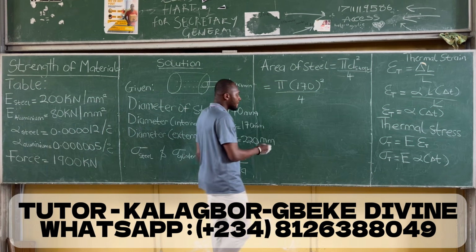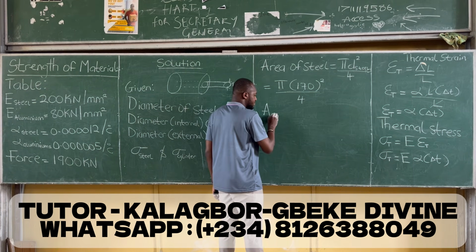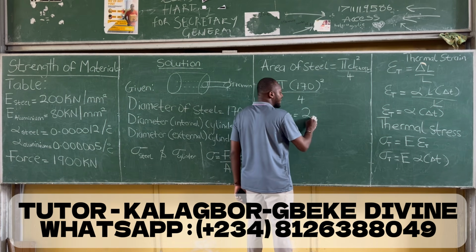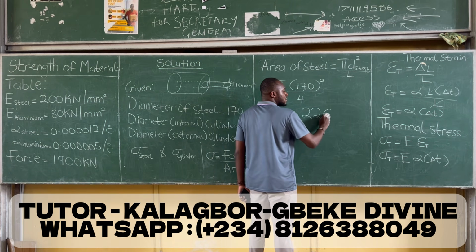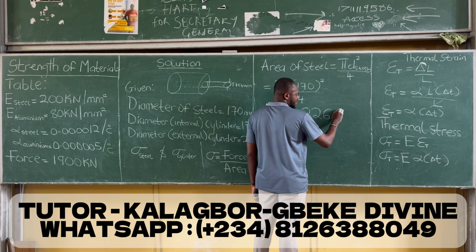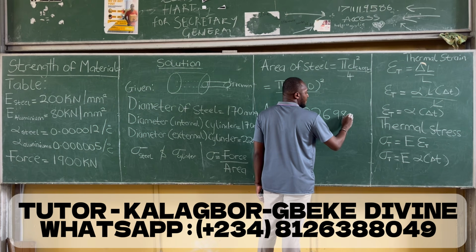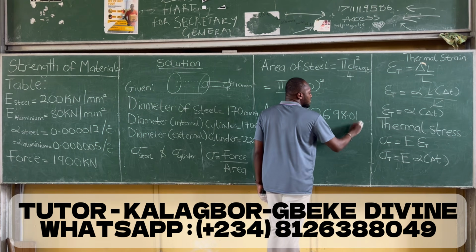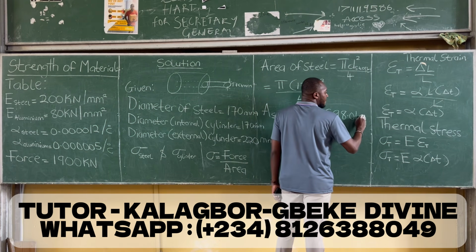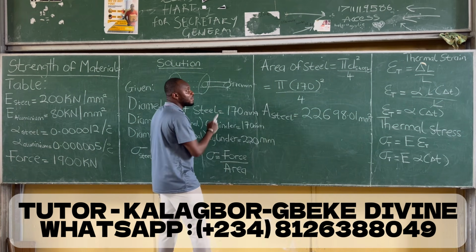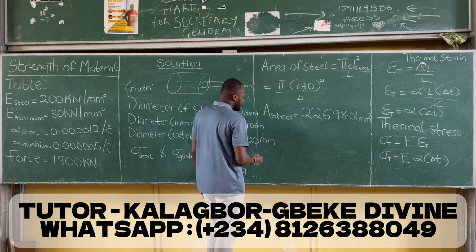So the area of steel is 22,698.01 millimeter square. So we have worked for steel. Now we do the cylinder, right?